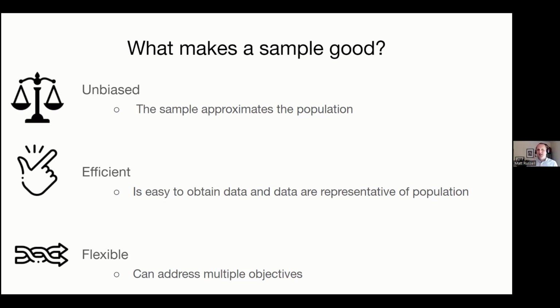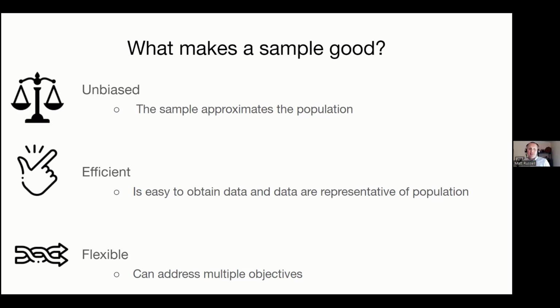Well, it needs to be unbiased. That means we need to take a good sample that represents that population. And so if we're interested in understanding pine trees, we aren't going to go out and measure all of the hardwood trees to try to represent those pine trees. And so we need to be unbiased in the way that we select our sample.